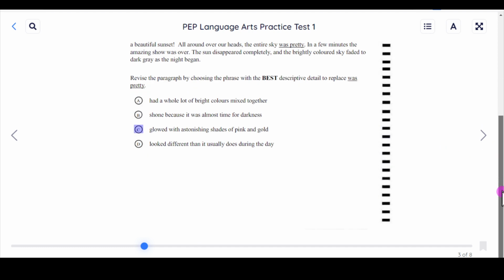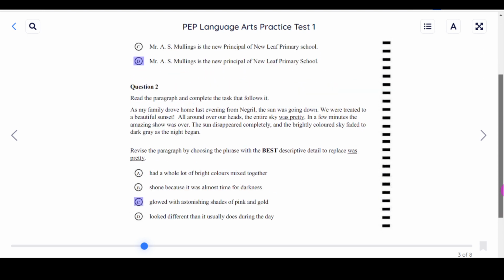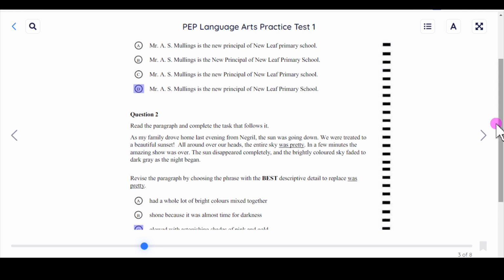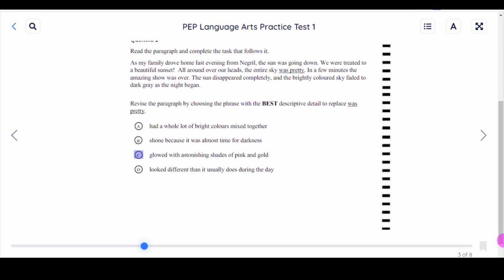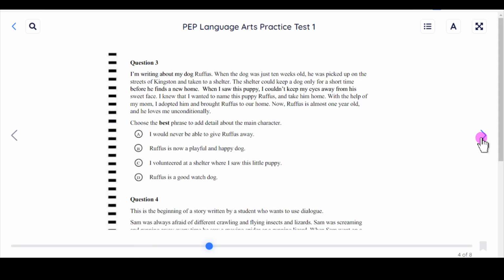Okay. No more questions on this page. Checking to make sure all my answers are in. So I've selected D for 1 and C for 2. All right, so let's go on now with question 3. Question 3 says here, let me look. We need to choose the best phrase to add detail about the main character.